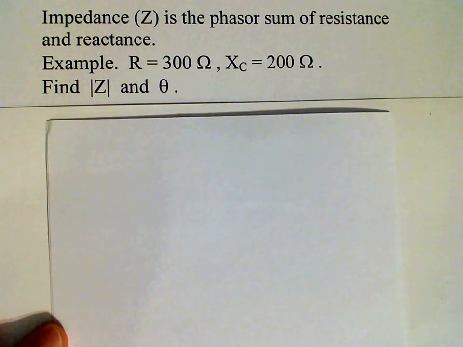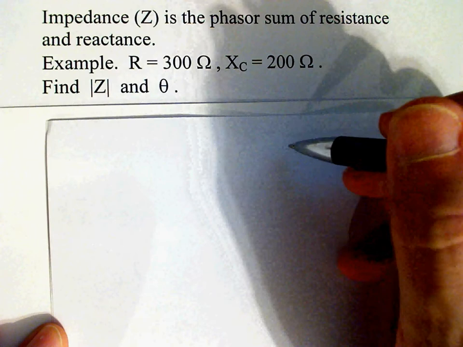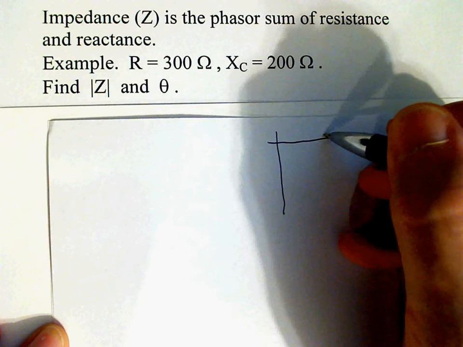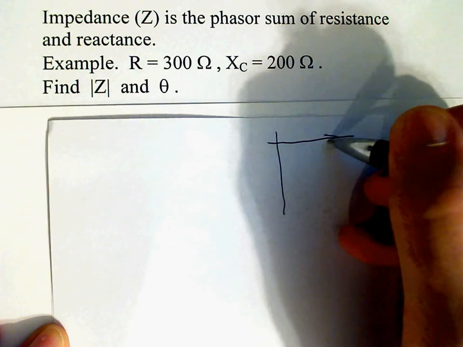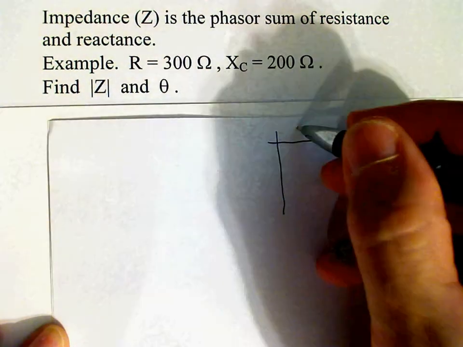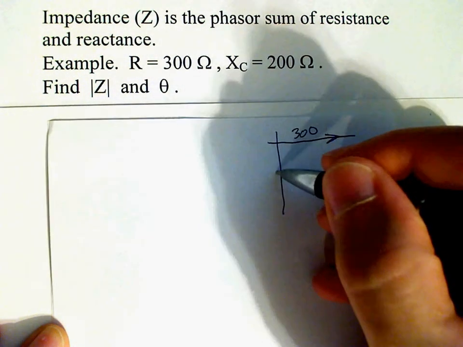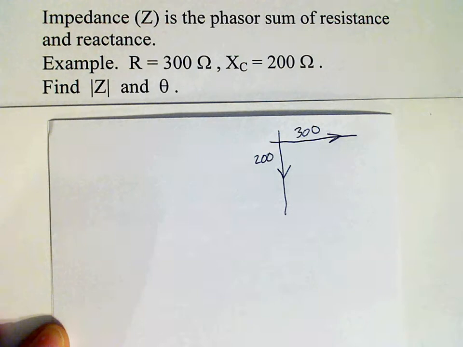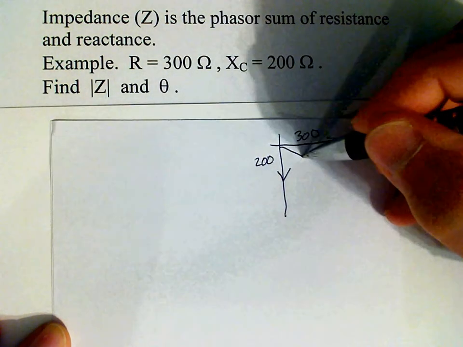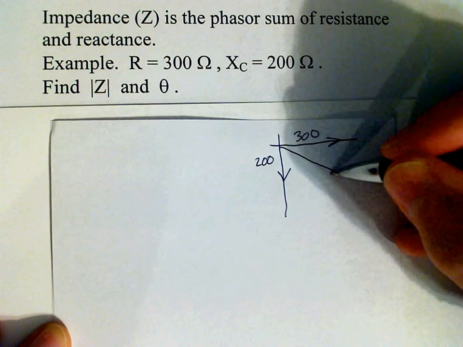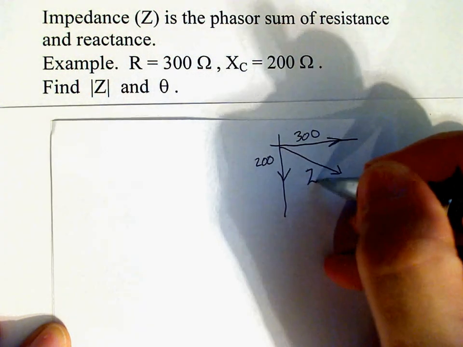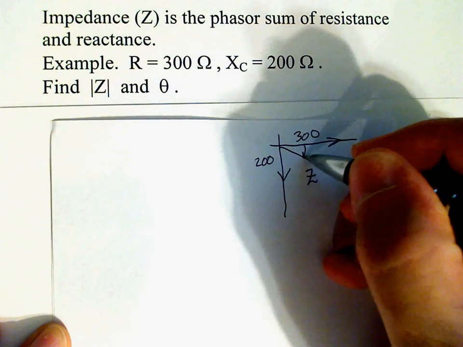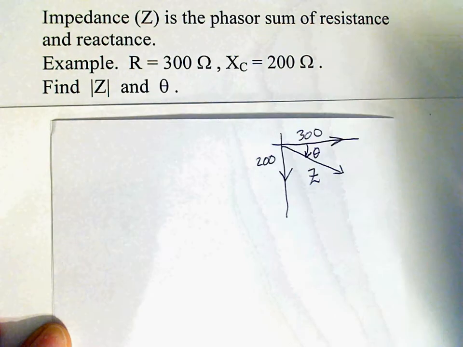Let me first draw the phasor diagram so we know what we're doing. In an RC circuit, we have the resistance on the reference x-axis, so that's 300, and then X C here is 200, negative 200 actually, but we're not going to worry about that. And then Z is the diagonal there. The phase angle is always measured from the x-axis. So there's theta.